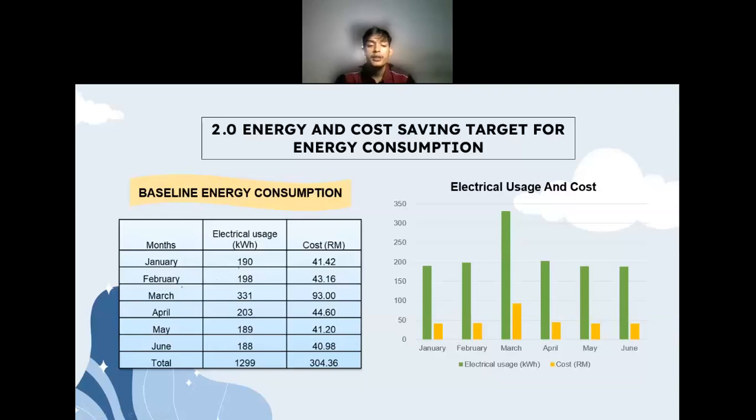In May, the electric usage is 189 kilowatt per hour and the cost is 41 ringgit 20 cent. In June, 188 kilowatt per hour and the cost is 40 ringgit 98 cent. And the total is 1299 kilowatt per hour and the cost is 304 ringgit 6 cent.